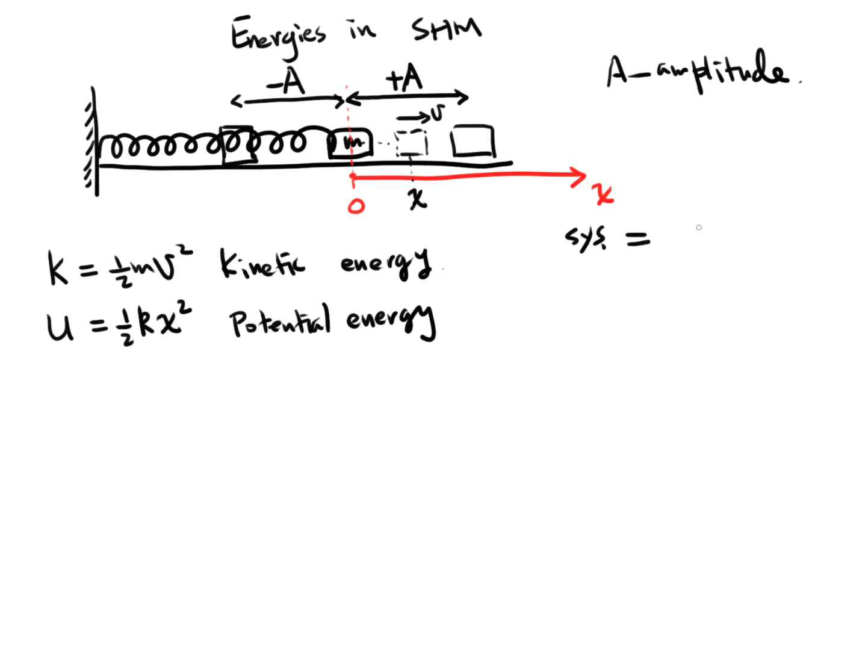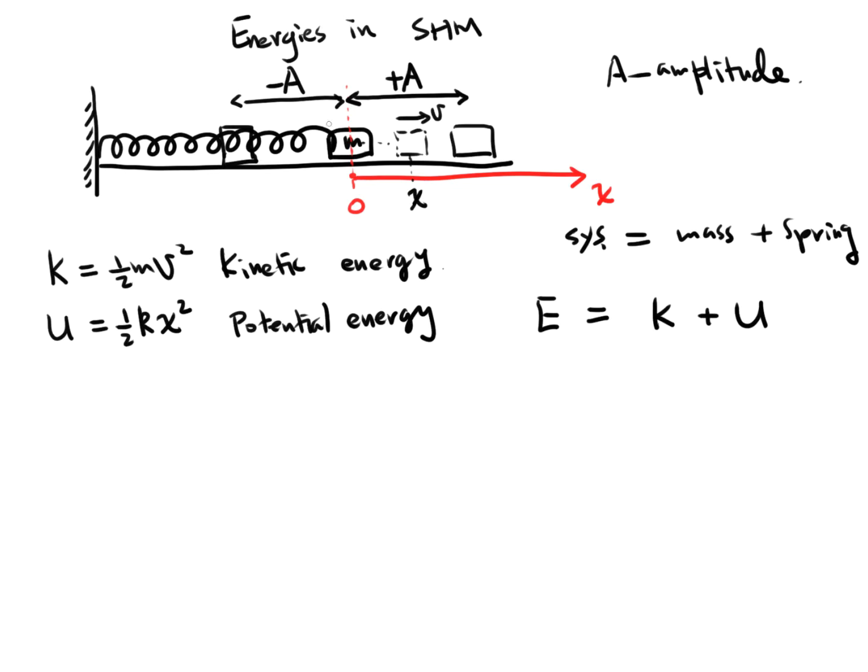Now, if I consider the whole system, it has both mass and spring. The total energy here, we call it E, means mechanical energy for the whole system. It's going to be K, that results from the mass velocity v, plus U, that results from the spring's potential energy. So that's the total energy of our system.